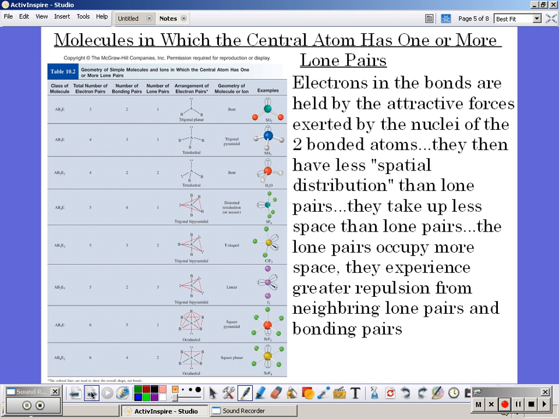If there are lone pairs on the center atom, then we have many more types of geometries possible. The electrons in the bonds are held by the attractive forces exerted by the nuclei of the 2 bonded atoms. They then have less spatial distribution than the lone pairs, so they take up less space than the lone pairs. The lone pairs occupy the most amount of space, and they experience the greatest repulsion from the neighboring lone pairs and bonding pairs.